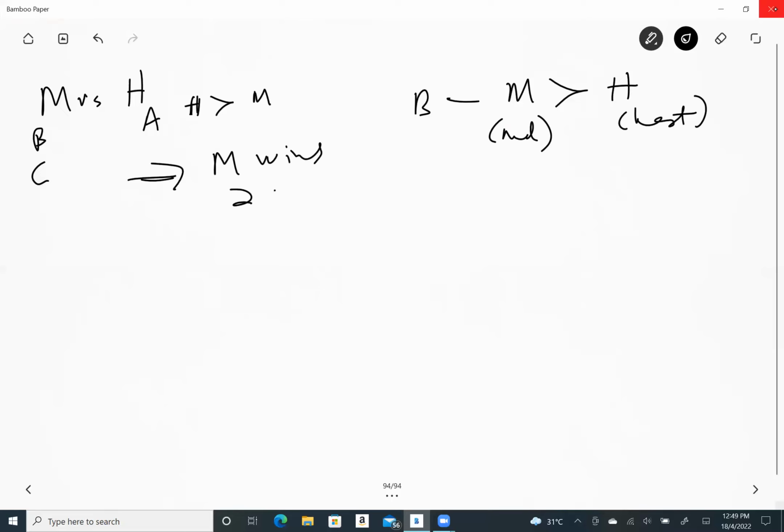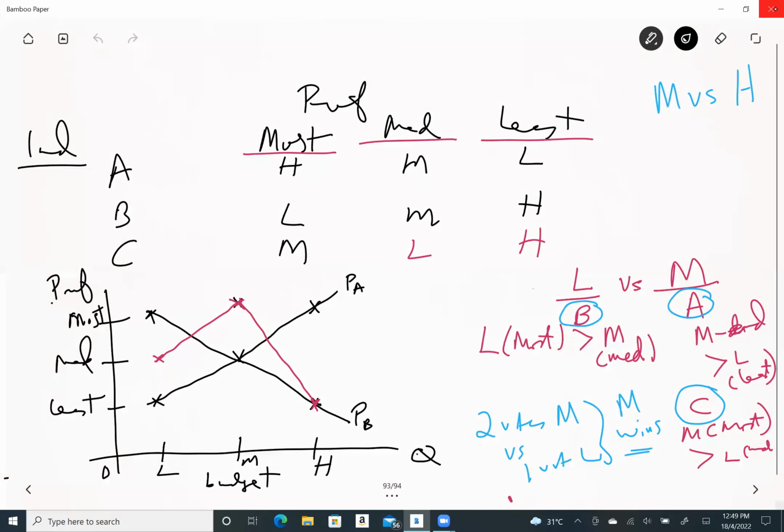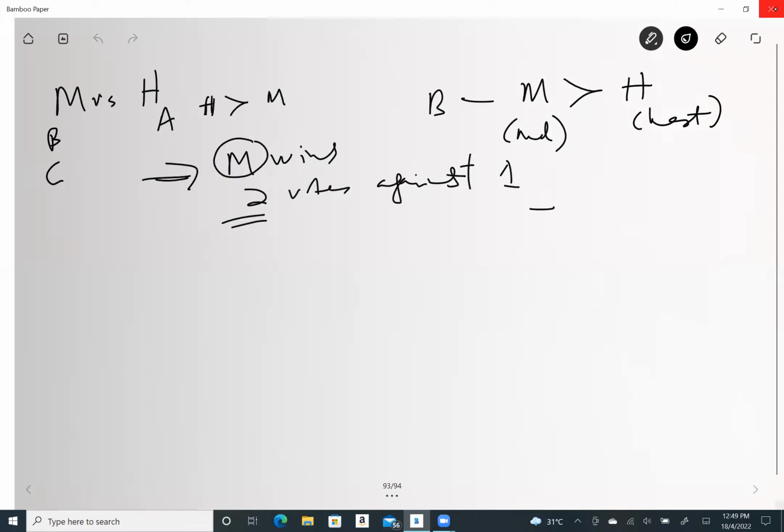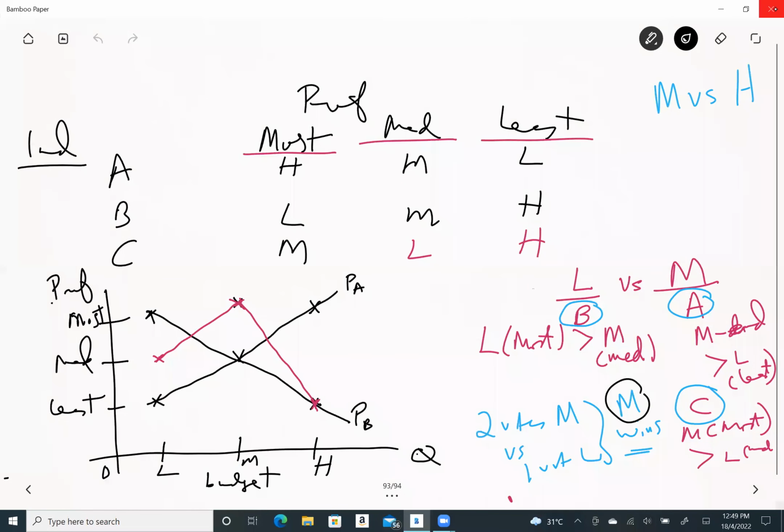Who vote against? One? Okay, against one vote. So M win. Okay, the first one you have M win. Okay, so M also win this one. So we know that M will be the winner. Okay, but you have to come up with the other alternative, L versus H.